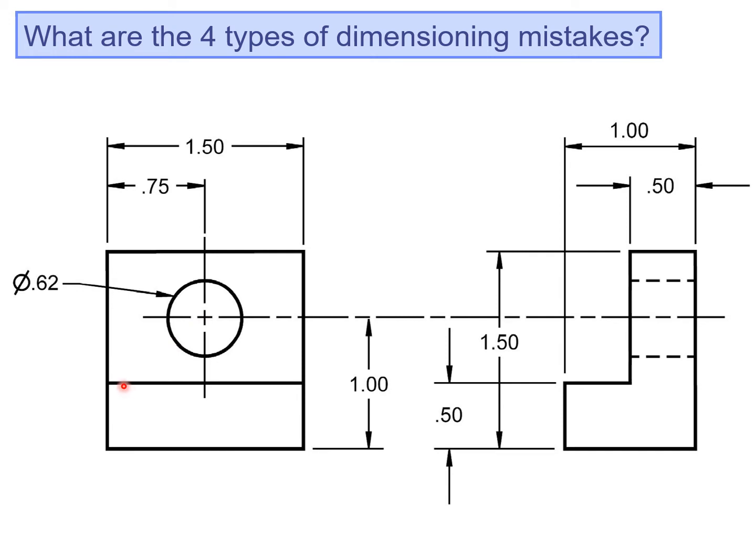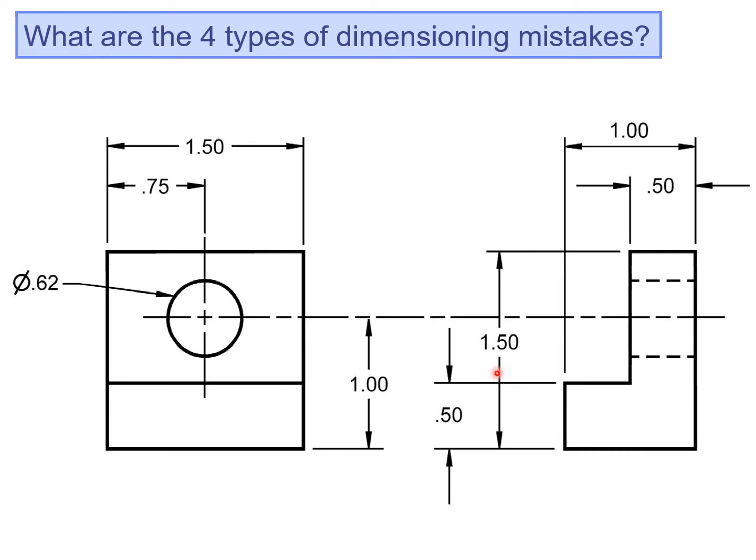Another thing that's off with this drawing, once again, is the center line. So we're going to remove this portion of the center line. We're not allowed to cross center line from one view to another. So we're going to replace it with an extension line. So we will replace this with a solid extension line.